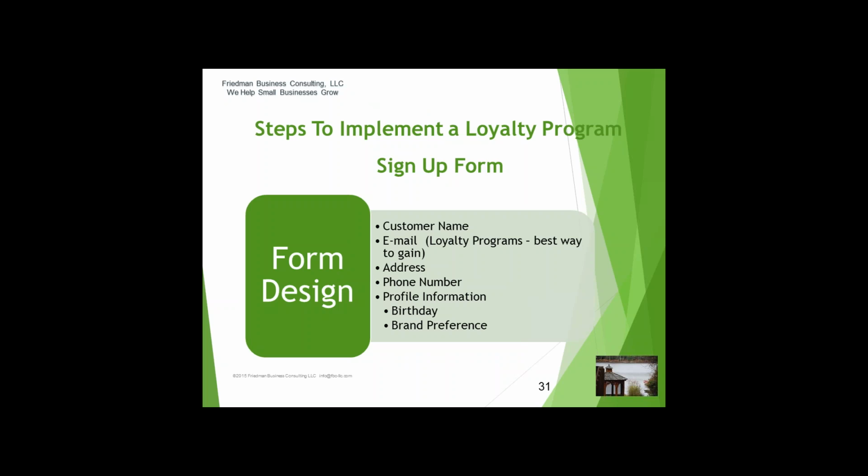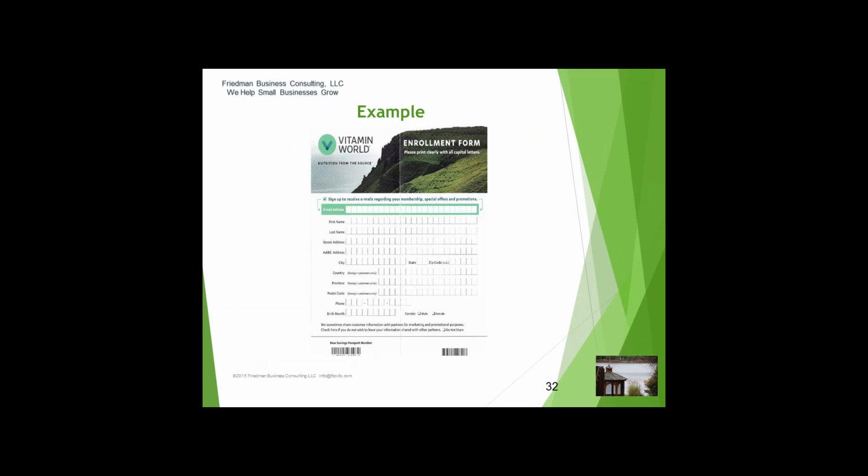Decide what information you want to track. Name, email, address, phone number, birthdays, pet names, pet birthdays. Because once you have that stuff, you can market to it. Here's an example of an enrollment form. I like it when it has the blocks on it because people can read it if it has to be entered after the fact.